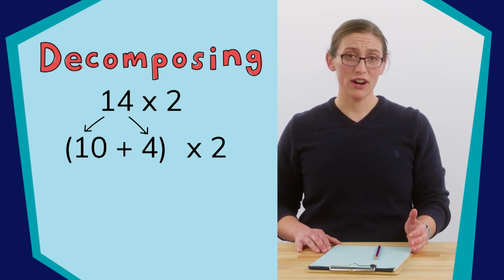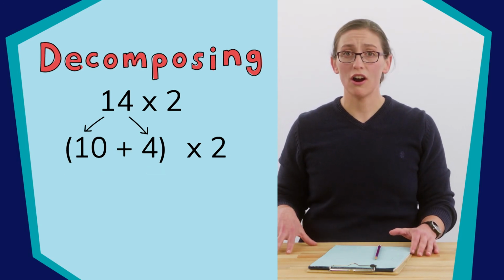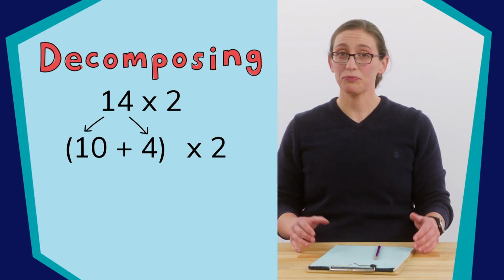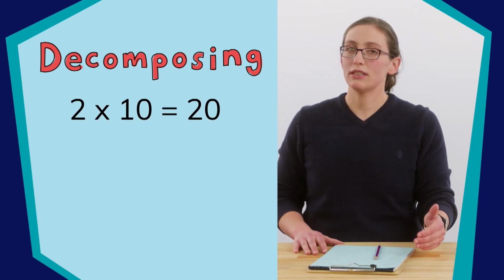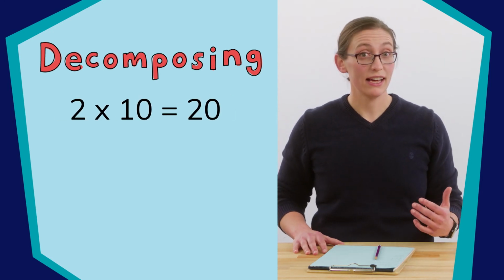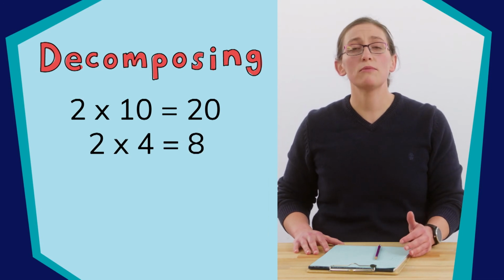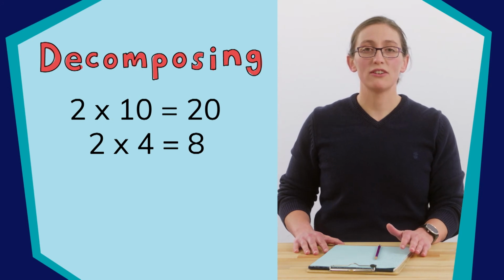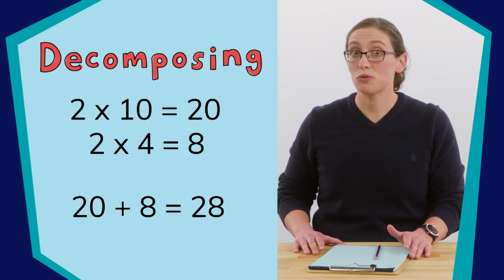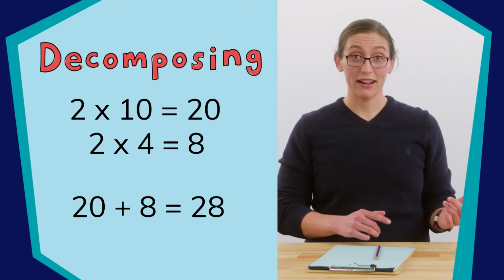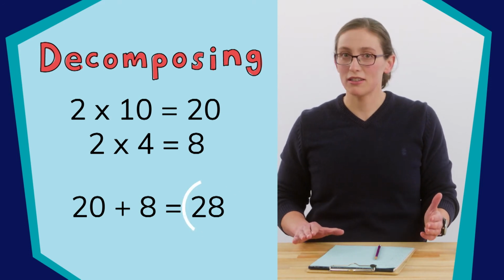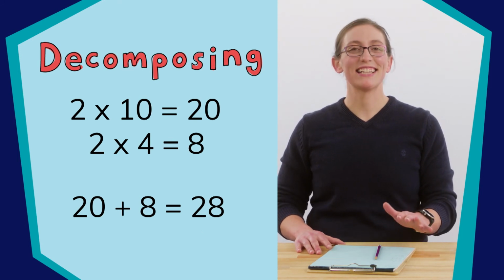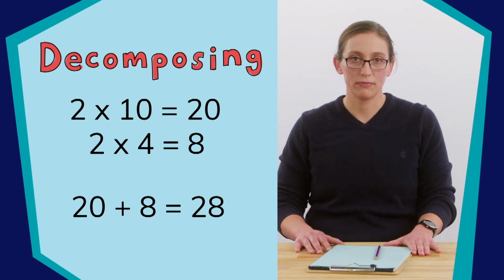I really liked this strategy because 10 and 4 are friendly numbers for me to work with in my head. Maybe they are for you too. I know that 2 times 10 equals 20, and then I also know that 2 times 4 equals 8. With those two parts, I can add 20 plus 8 and get 28. If we look back at our original strategy, the products match. You remember what the product is, right? Exactly. It's the answer to a multiplication problem.